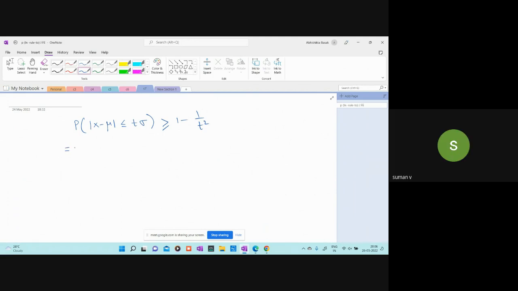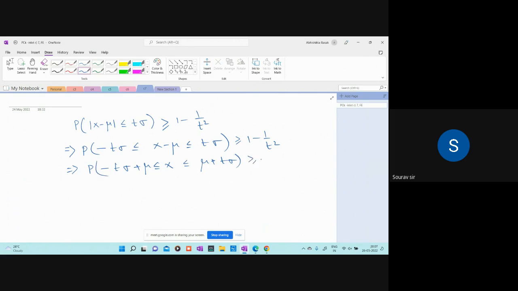Yes, ma'am. So that actually gives me the probability of minus t sigma less than or equal to x minus mu less than or equal to t sigma is greater than or equal to 1 minus 1 by t square. That implies probability of mu minus t sigma less than or equal to x less than or equal to mu plus t sigma is greater than or equal to 1 minus 1 by t square.